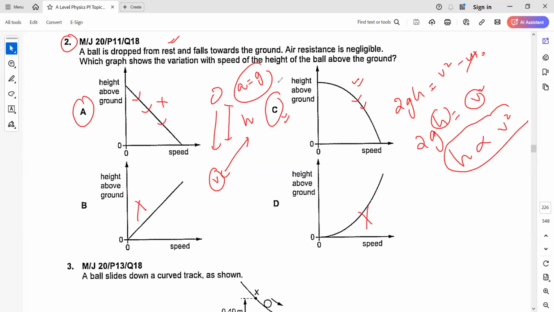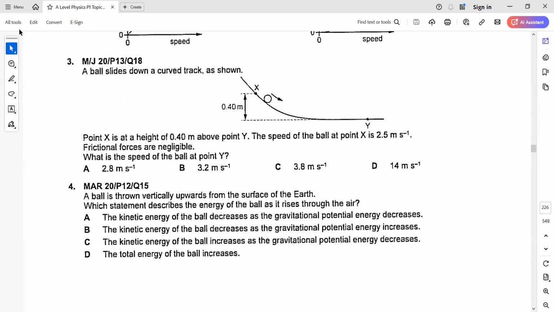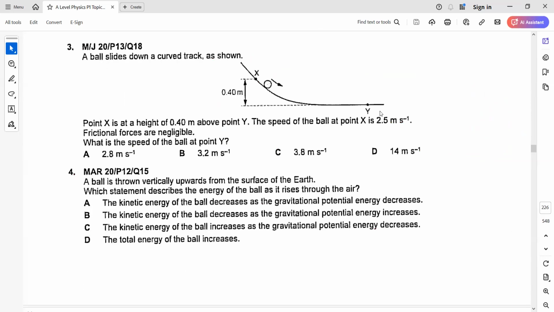So do you guys get this? Nice. So it was already solved. Let's try this question. That is question 3. We have done a similar question, but that never included values.